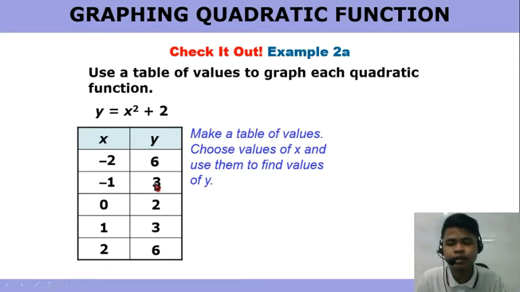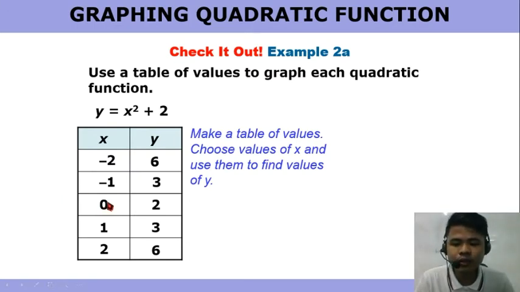That's why 6. The next, bakit 3? This is because negative 1 was substituted to x. So, naging negative 1 squared plus 2. Okay, negative 1 squared is equal to 1 plus 2, it is equal to 3.